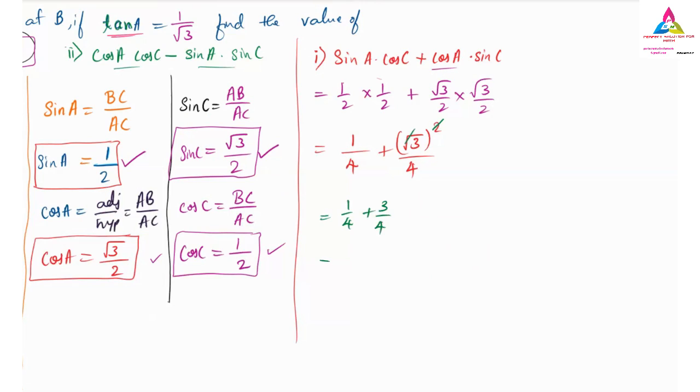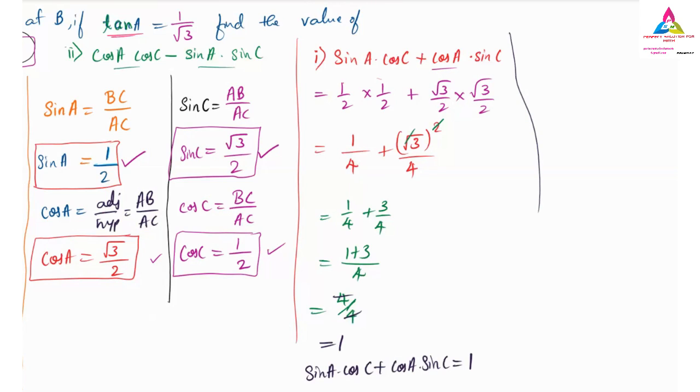So the LCM is already 4 itself. 1 plus 3, we have to add them. 1 plus 3 is 4 by 4. So 4 by 4 gets cancelled, and the remaining will be 1. So at the last we can write that sin A into cos C plus cos A into sin C is equal to 1. So that is your answer.